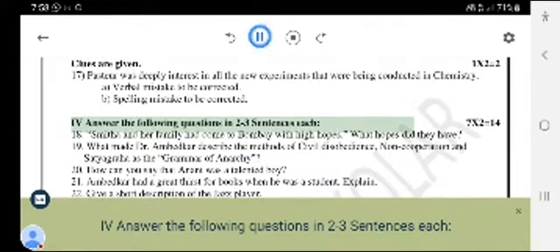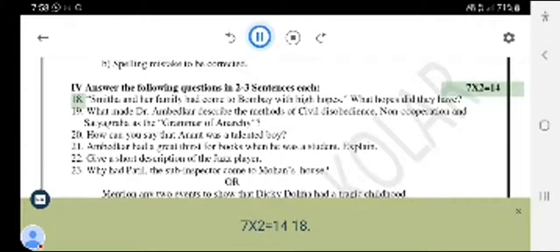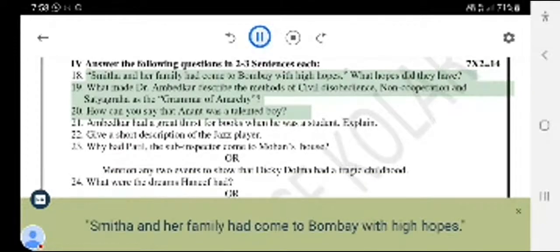IV. Answer the following questions in 2 to 3 sentences each. 7x2 equals 14. 18. Smita and her family had come to Bombay with high hopes. What hopes did they have? 19. What made Dr. Ambedkar describe the methods of civil disobedience, non-cooperation and satyagraha as the grammar of anarchy? 20. How can you say that Anant was a talented boy?